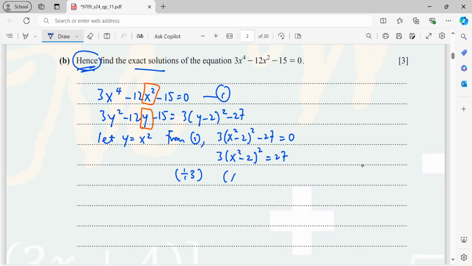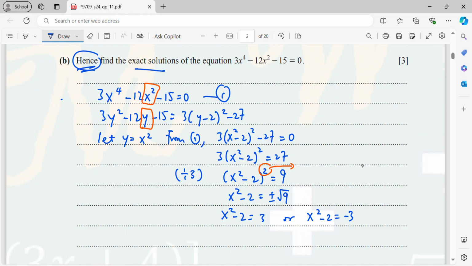That is going to be the square of x squared minus 2 equals 9. And now to eliminate the square here, I move it to the other side. It becomes plus minus square root because it is an even degree. Okay, then now I will split. So x squared minus 2 equals plus minus square root 9, which is basically positive 3 or minus 3.